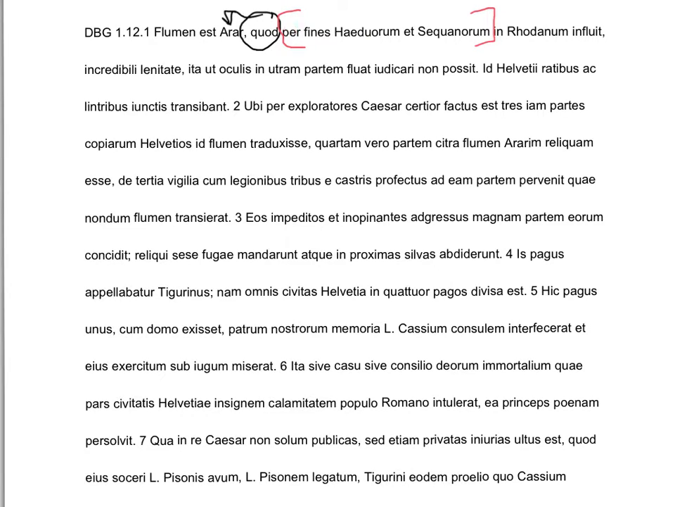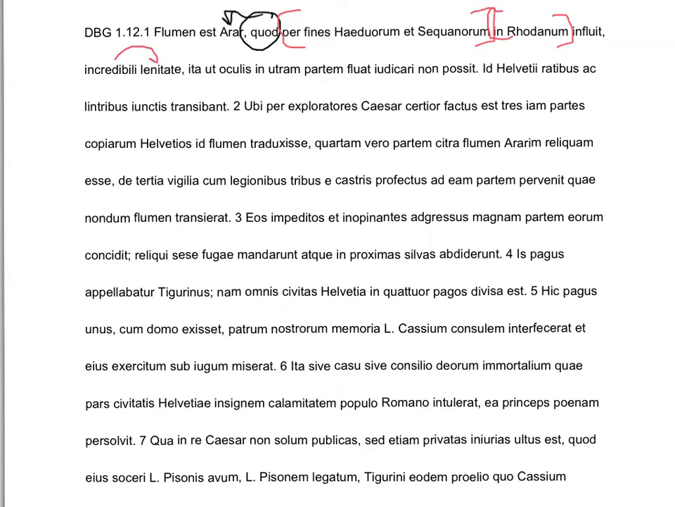Per is the preposition, fines is the object, Haeduorum et Sequanorum is a genitive phrase that describes the borders. And then we have another prepositional phrase, in Rhodanum. So he tells us a couple things about the Arar River. This is where it flows, and this is where it is. Okay, and apparently it's not a very fast river. He's got this ablative phrase here.